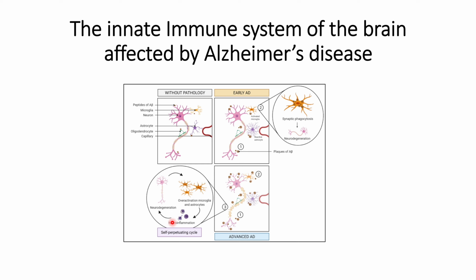trouble to the patient. So this is without any presence of plaque of amyloid beta, and this is the early stage of Alzheimer disease where small plaques of A beta are present, and this is the advanced stage of Alzheimer disease where more plaque of A beta is present, and in this case, this might lead to self-perpetuating cycles, which will only increase the inflammation within the Alzheimer patient.